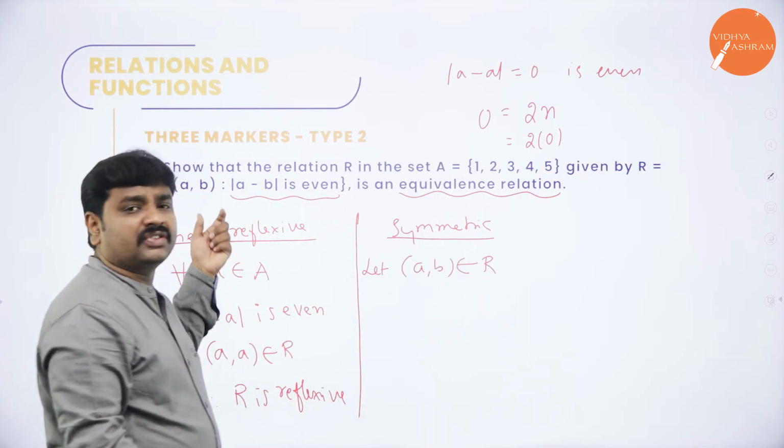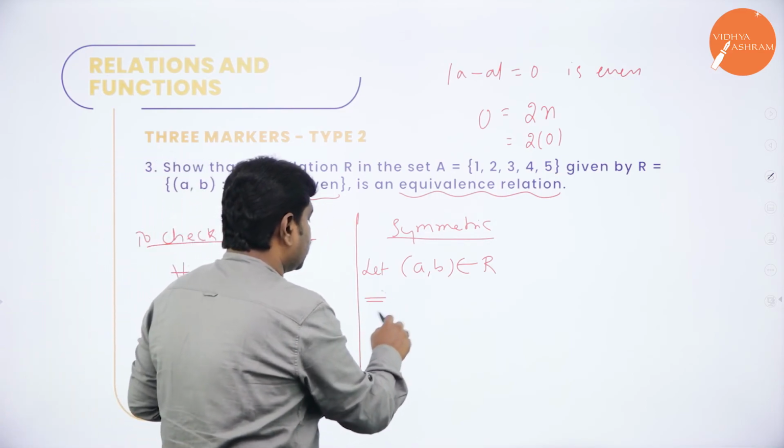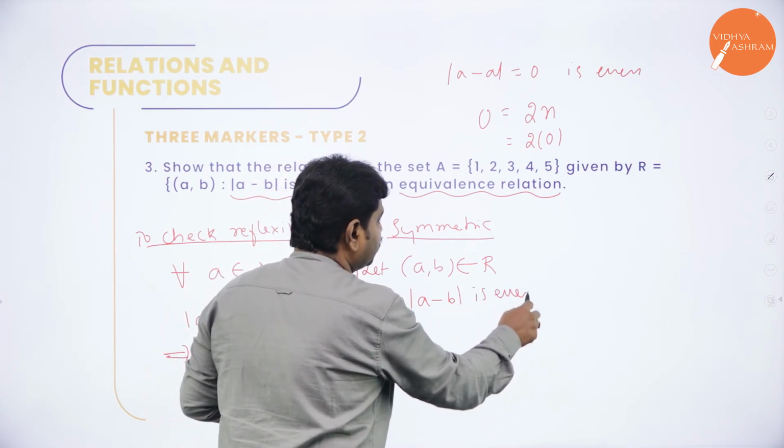If AB belongs to R, what is the given statement? If AB is in R, then mod A minus B should be even. So that implies I can write mod A minus B is even. To write this, just refer to the question.